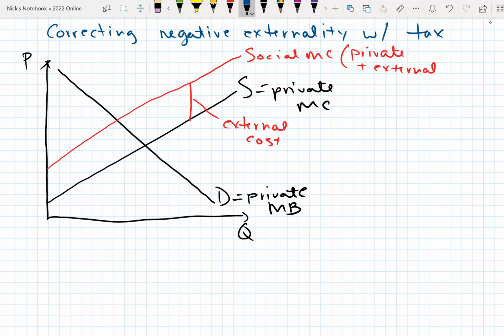Okay, so let's look at what the problem is, and then let's figure out how we can use a tax to solve this problem. Let's remind ourselves of this problem. This was our market equilibrium, and our market equilibrium is inefficient. We have this much at our market equilibrium when we compare it to the efficient one we want to get to. So in this in-between part, we have this much cost.